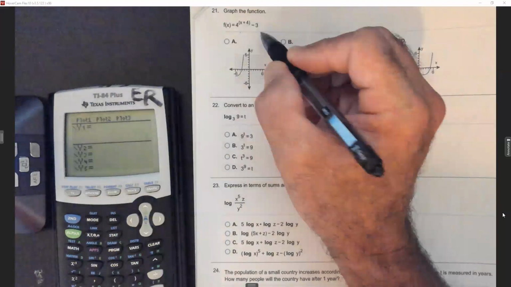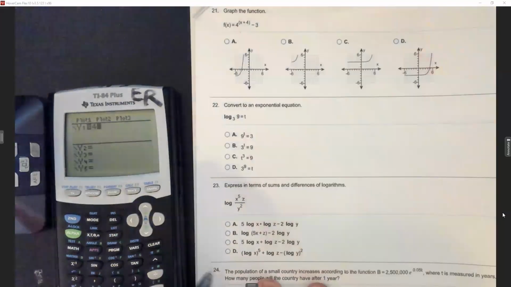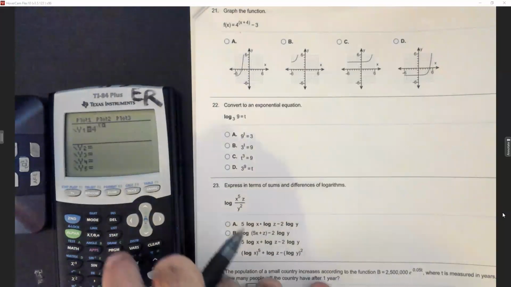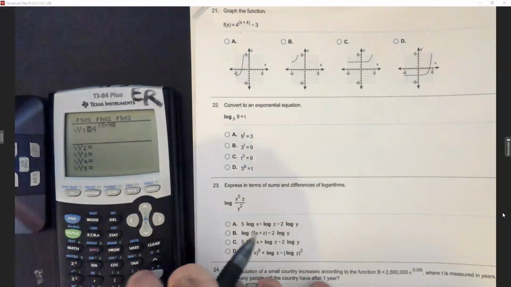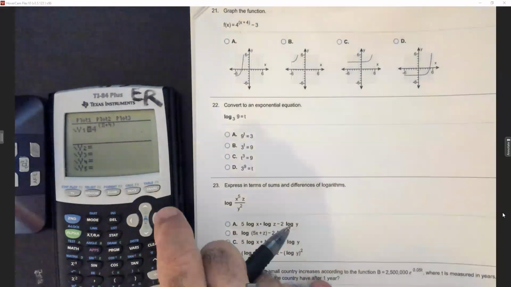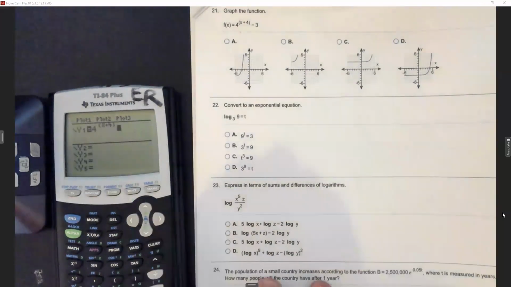So on my calculator, I got 4, exponent, x plus 4. Now, you don't have to use parentheses on that, but you do have to arrow back down and then put your minus 3. So new calculators, we didn't need parentheses. I was just doing that because people with the older calculators, you got to close your parentheses.